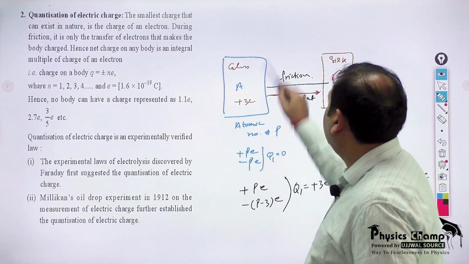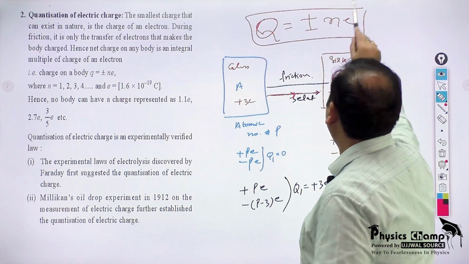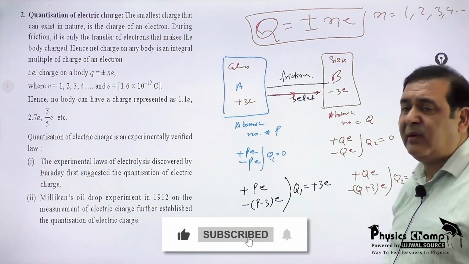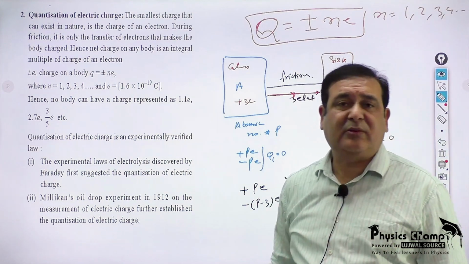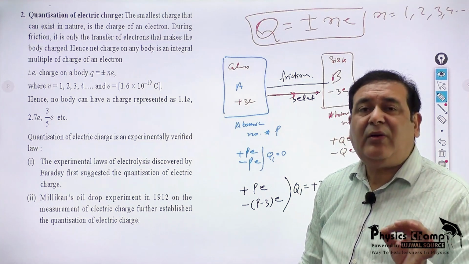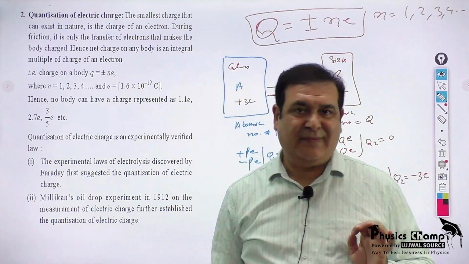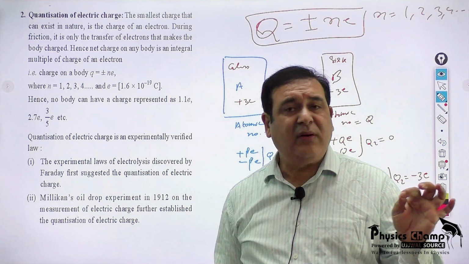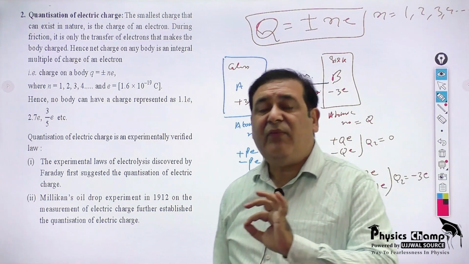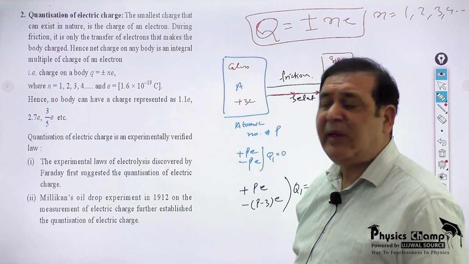So as a result, the charge would be plus or minus ne, where the value of n can be 1, 2, 3, 4, an integral multiple of the charge of an electron and nothing else. So this is quantization of charge, because the electron is the most elementary particle which shifts during friction. Either one electron will shift, or 2 electrons, or n electrons, but never a fraction of an electron. That's why the only possible charge is plus or minus ne.